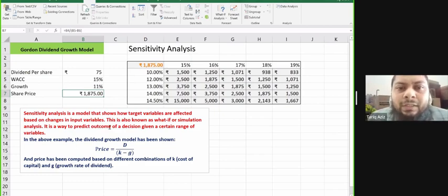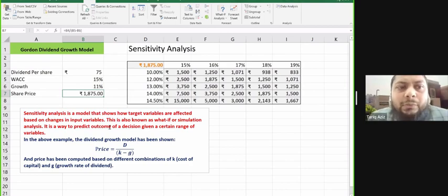In the real world, all the inputs in a particular model are variable. It's not definite. It's not that the weighted average cost of capital will remain constant at 15%. Similarly, our expectation is that dividend will grow at 11%, but it may or may not. The growth rate can be 10% also, or more than 11, for example 12 or 13 or 14.